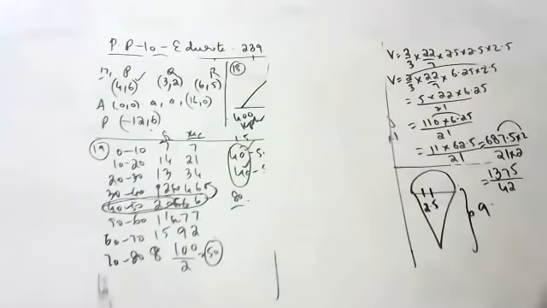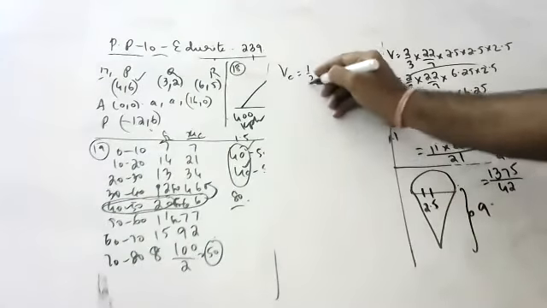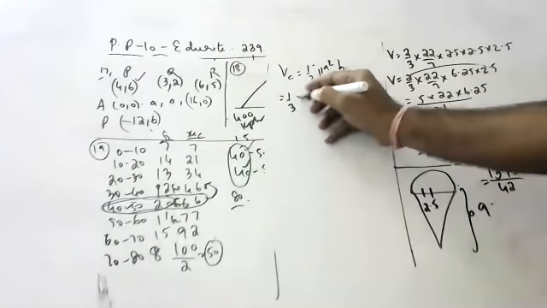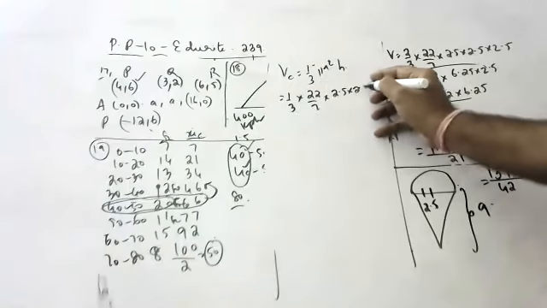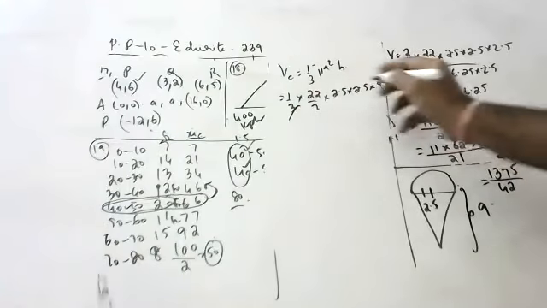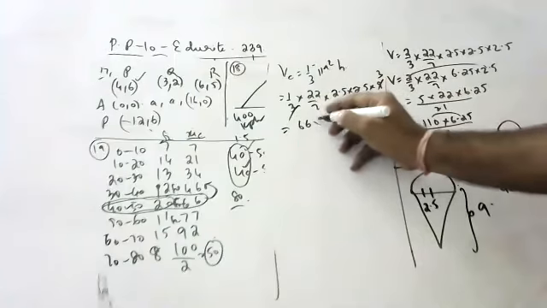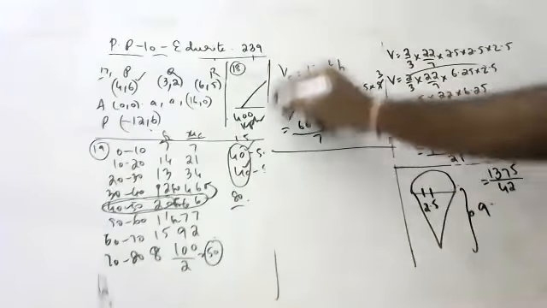Next, the volume of the ice cream without the hemisphere means the volume of the cone. Volume of cone is 1 by 3 pi r square h. So 1 by 3 into 22 by 7 into 2.5 into 2.5 into 9. You please do it on your own, children.